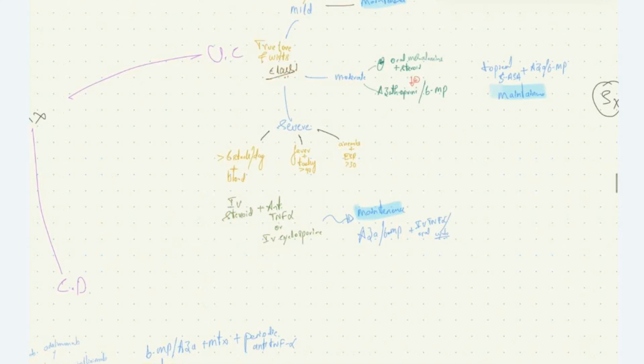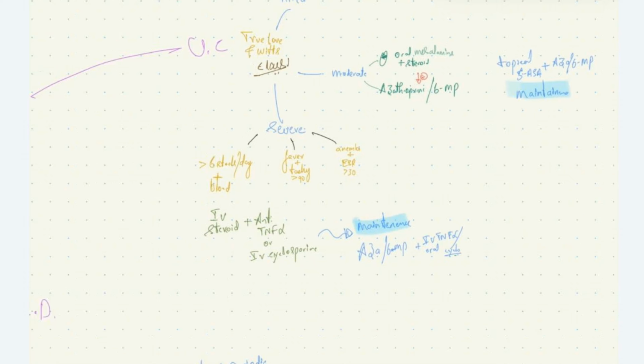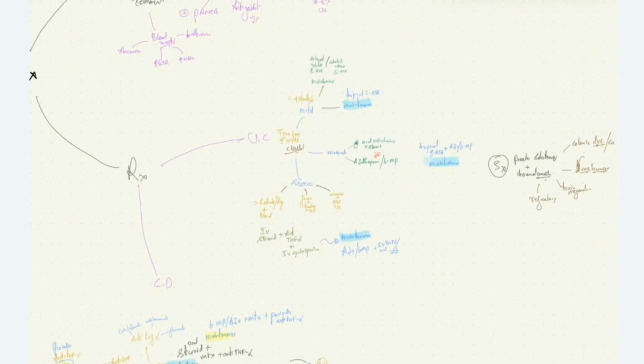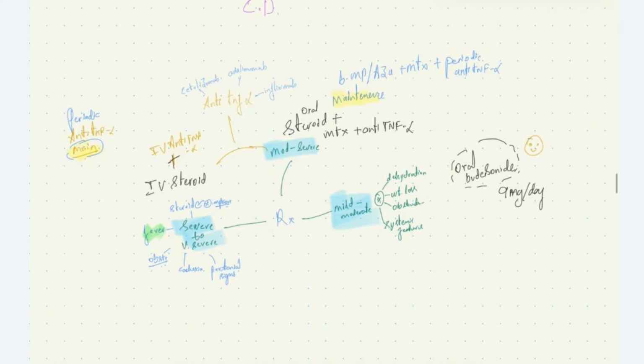For severe disease, we give IV steroids and anti-TNF alpha agents or IV cyclosporin for managing the relapse. After that, this is followed by a maintenance dose of azathioprine or 6-mercaptopurine with anti-TNF alpha inhibitors or oral cyclosporin. This is about the treatment of ulcerative colitis. Now, the treatment of Crohn's disease. Crohn's disease is divided into mild to moderate disease, moderate to severe disease, and severe to very severe disease, or severe to fulminant disease.